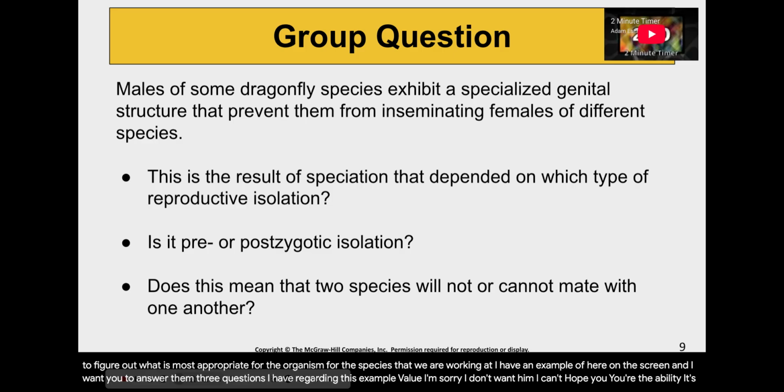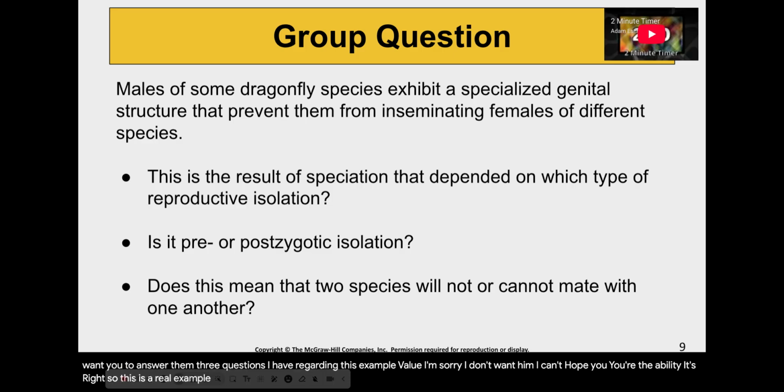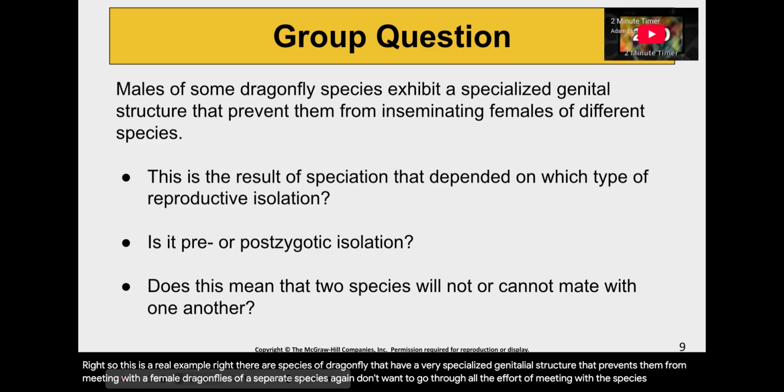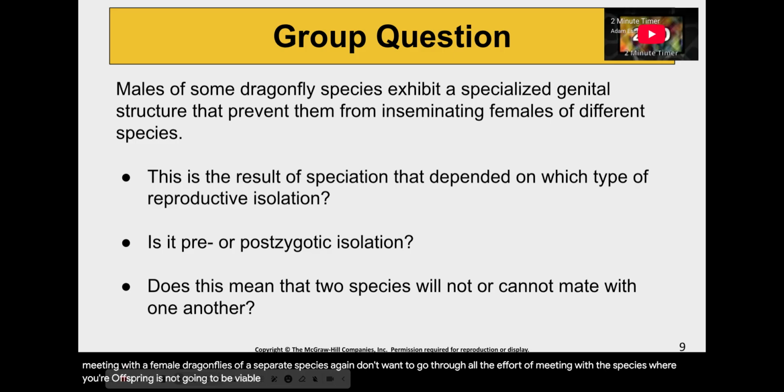All right, so this is a real example. There are species of dragonfly that have a very specialized genital structure that prevents them from mating with female dragonflies of a separate species. Again, you don't want to go through all the effort of mating with a species where your offspring is not going to be viable. So this is the result of speciation that depended on what type of reproductive isolation? Mechanical.